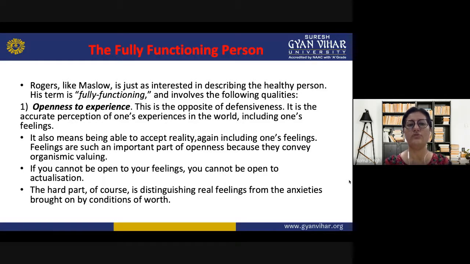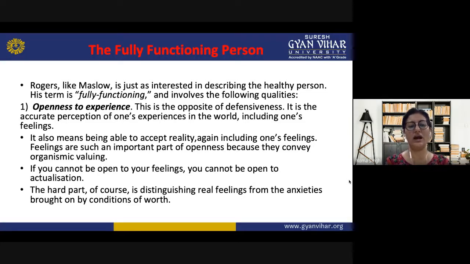So then there is the fully functioning person. Rogers, like Maslow, is just as interested in describing the healthy person. His term is fully functioning, and it involves the following qualities. This is similar to the self-actualized person. First, he will be open to experiences. He will try to experience more and more and try to imbibe many qualities, try to feel that. If you cannot be open to your feelings, you cannot be open to actualization.